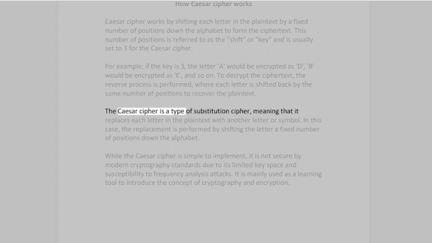The Caesar cipher is a type of substitution cipher, meaning that it replaces each letter in the plaintext with another letter or symbol. In this case, the replacement is performed by shifting the letter a fixed number of positions down the alphabet. While the Caesar cipher is simple to implement, it is not secure by modern cryptography standards due to its limited key space and susceptibility to frequency analysis attacks. It is mainly used as a learning tool to introduce the concept of cryptography and encryption.